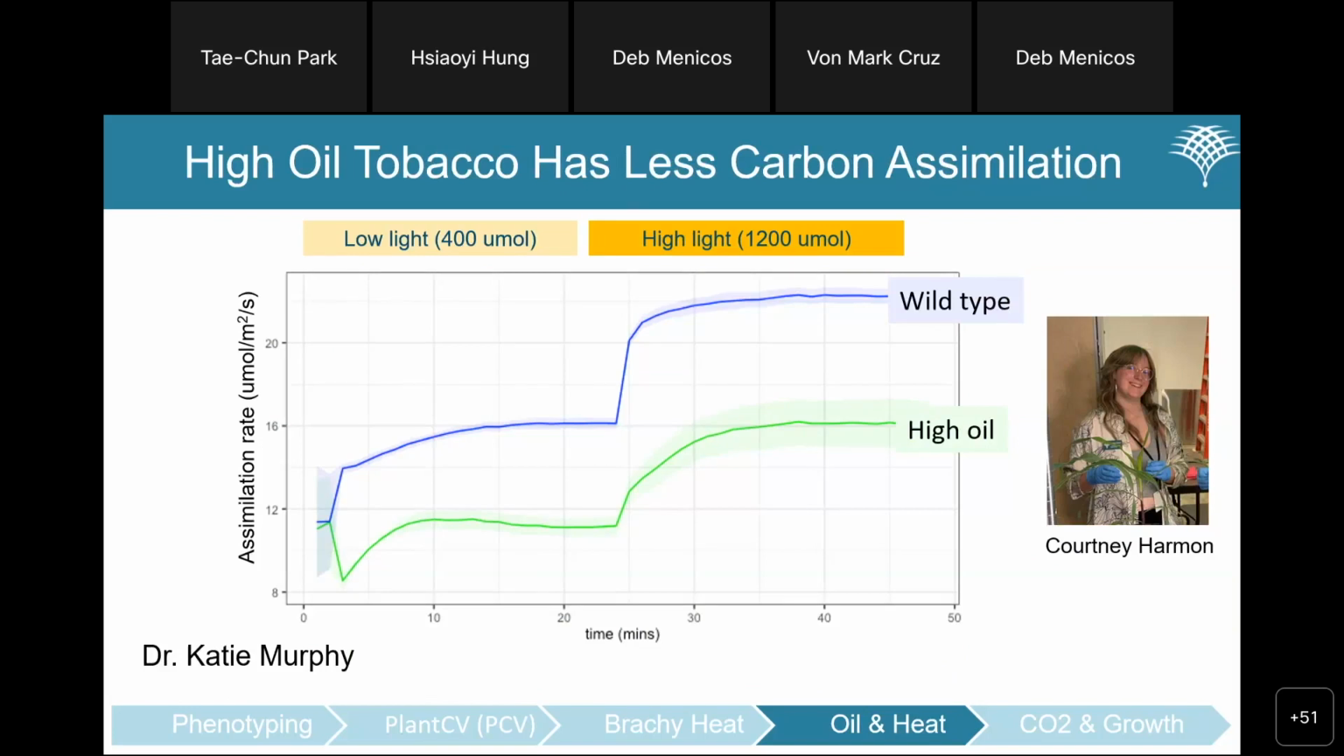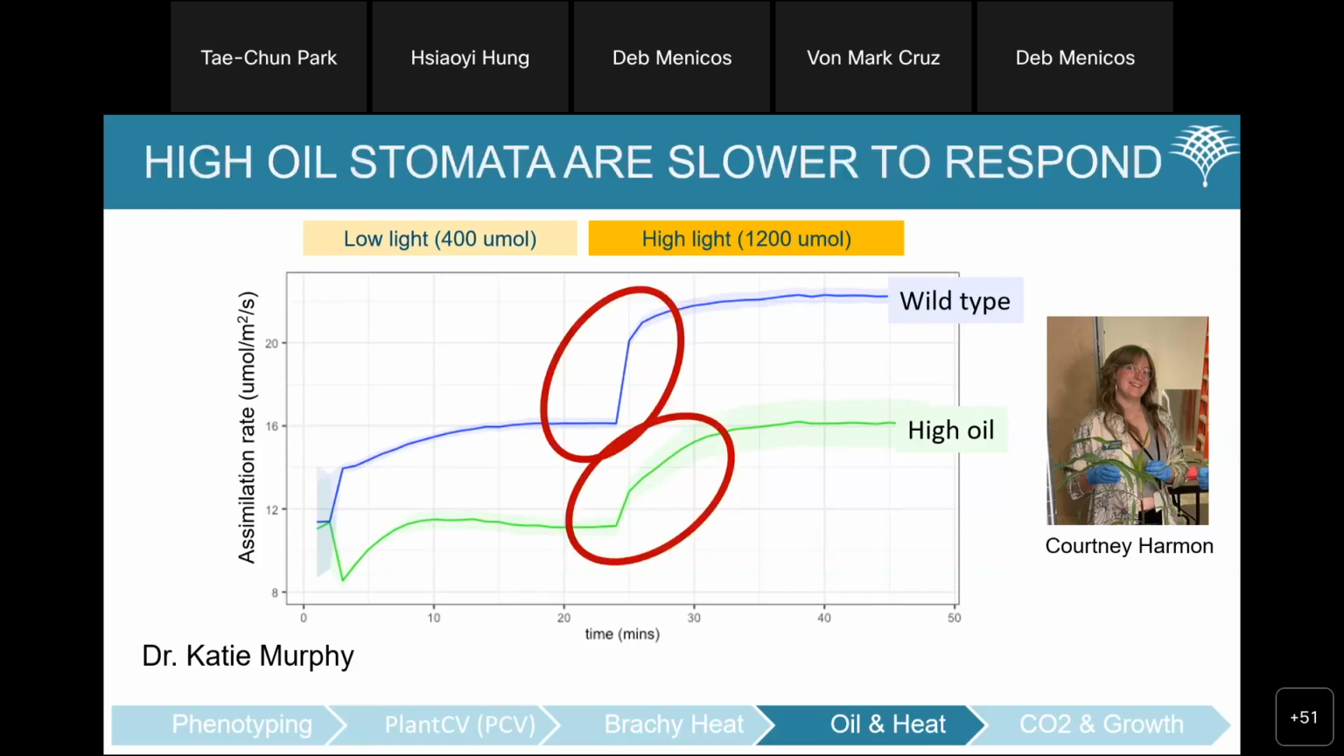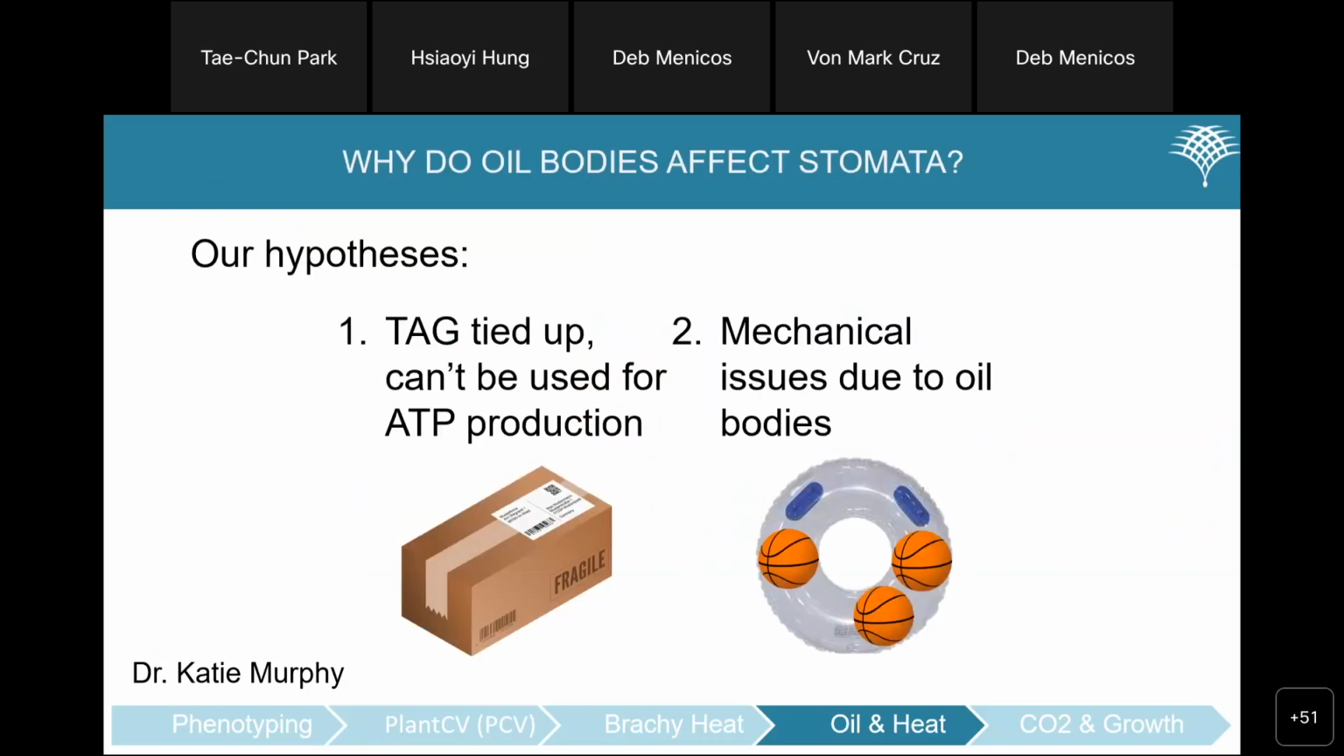And what we can see is that these high oil tobacco lines have significantly lower carbon assimilation rates in comparison to wild type. Not only that, but if you look at the slope of these lines when you change to high light, you see that the stomata are less responsive in comparison to the wild type lines. So we have two hypotheses here as to why we have this difference in stomata opening and closing. The first is that they might not be closing because ATP production is tied up, because there are so many oil bodies tied up as TAG. Or, again, this mechanical issue. Katie likes to describe it as if you had an inner tube filled with basketballs. You can't squeeze that inner tube shut because you have all of these oil bodies in that thing.